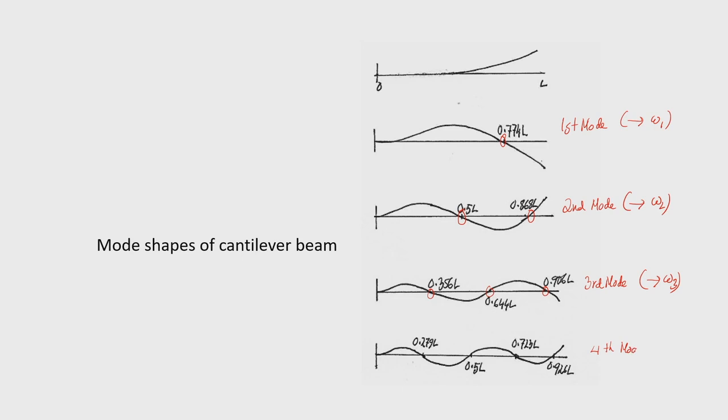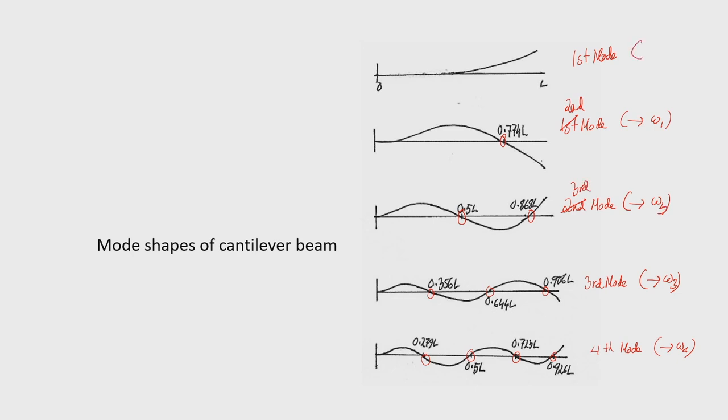And in the fifth mode, here I have drawn up to the fourth mode. Another mode can also be drawn. We are getting a fourth node. So like that you can go on increasing the mode shapes. This is the first mode, this is the second mode, this is the third.